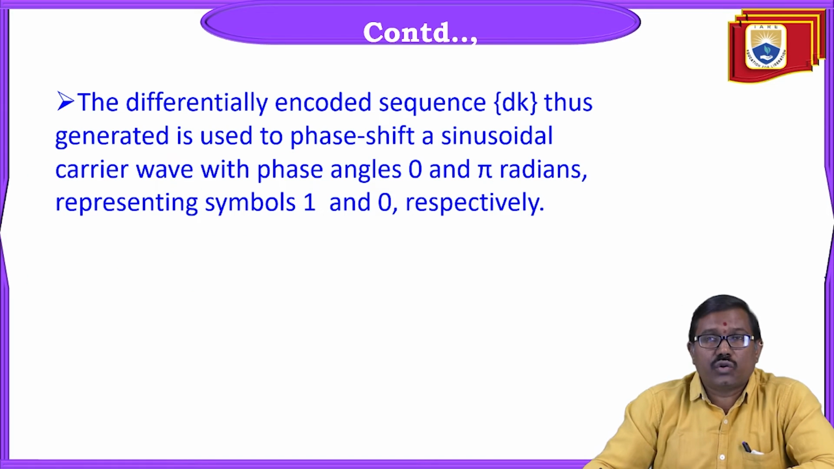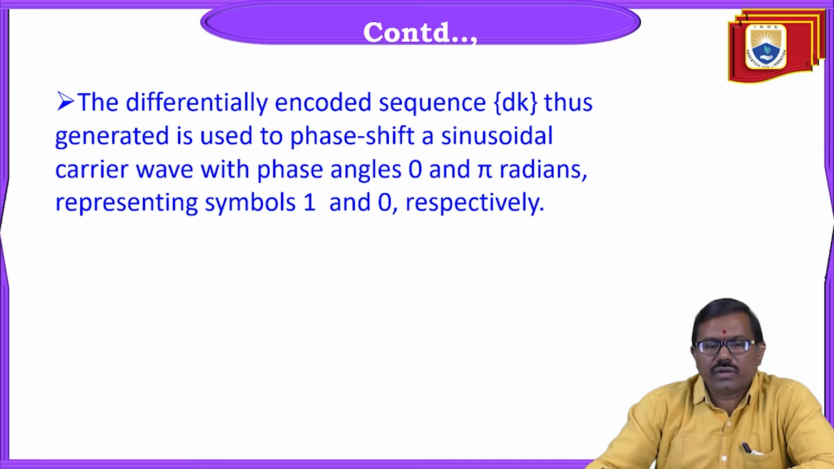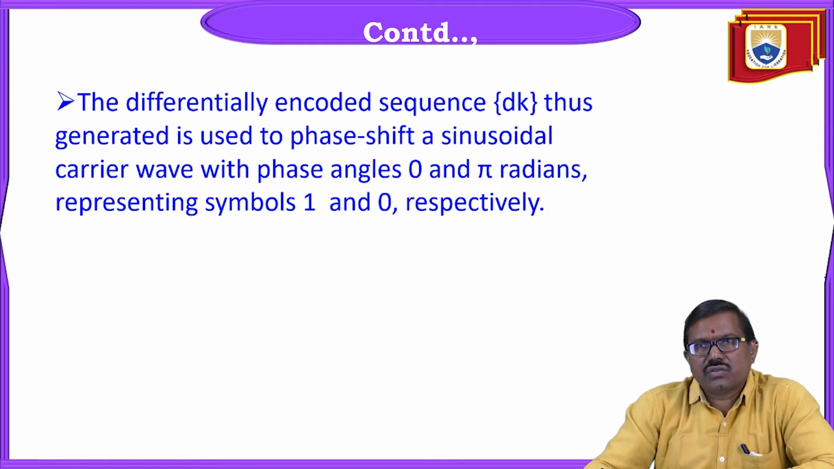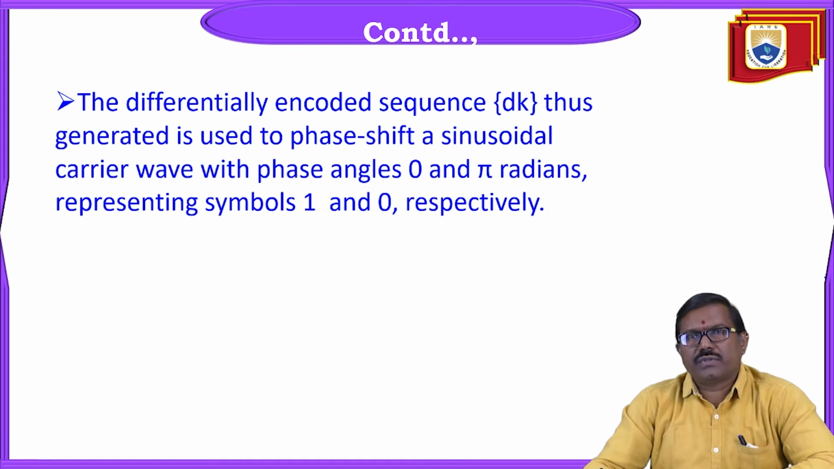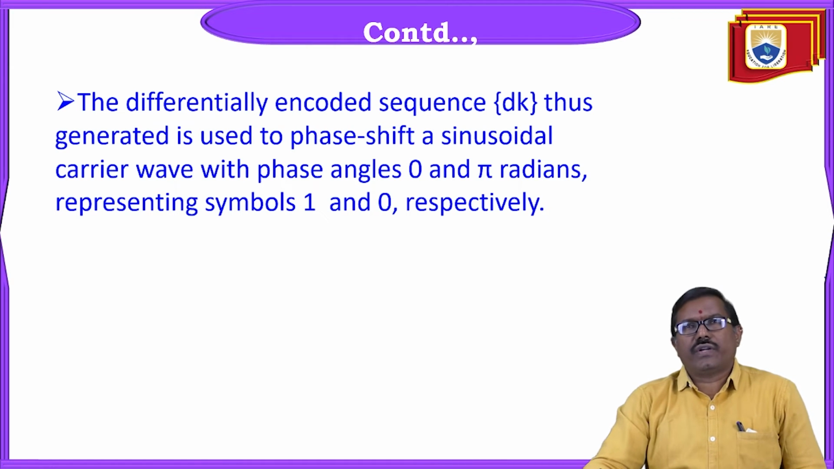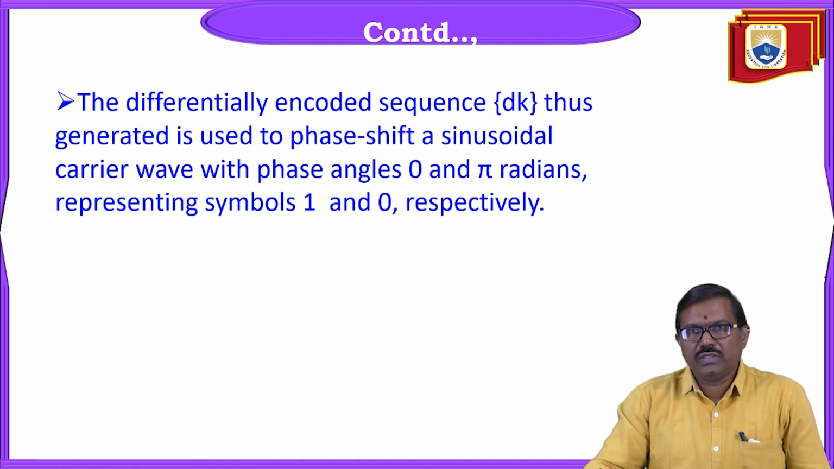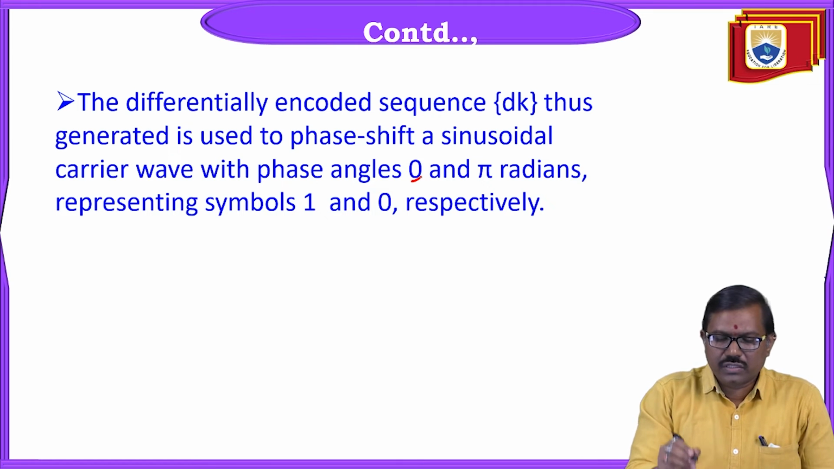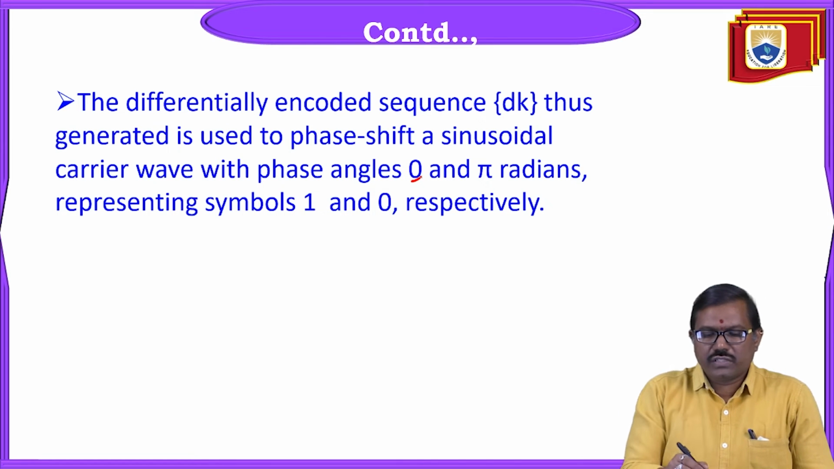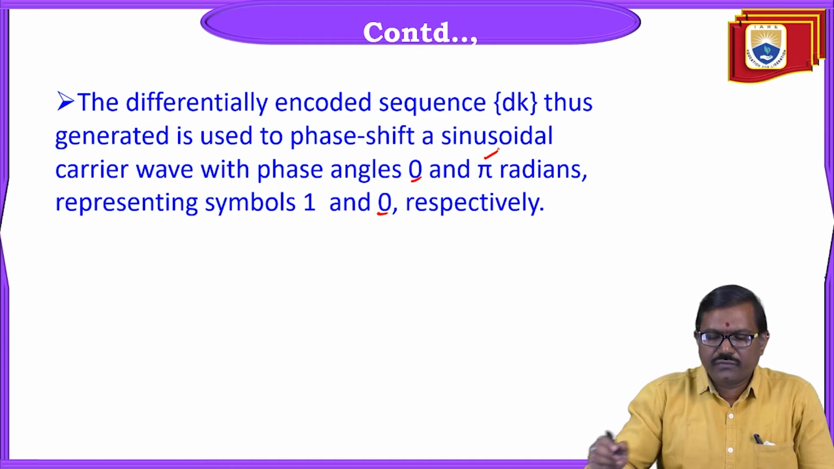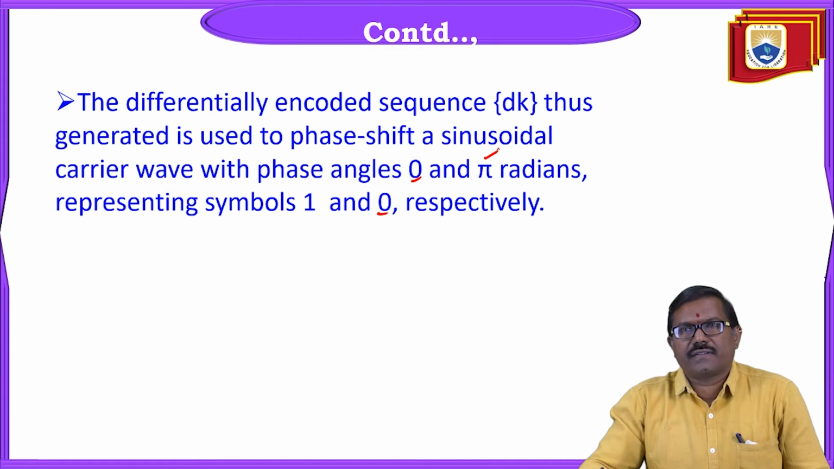The differential encoded sequence DK thus generated is used to phase shift a sinusoidal carrier wave with the phase angle 0 degrees and pi radians, representing symbol 1 and 0 respectively. So when symbol 1 is coming, there is no phase change. When symbol 0 is coming, there is a phase change of 180 degrees.